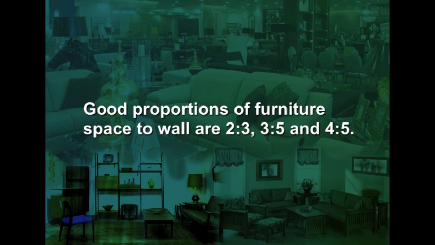Furniture size should be proportionate to the room size. Small rooms should have small pieces of furniture, large rooms, large furniture. Good proportions of furniture space to wall are 2:3, 3:5 and 4:5.